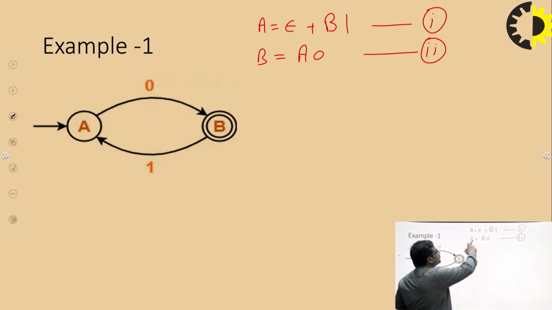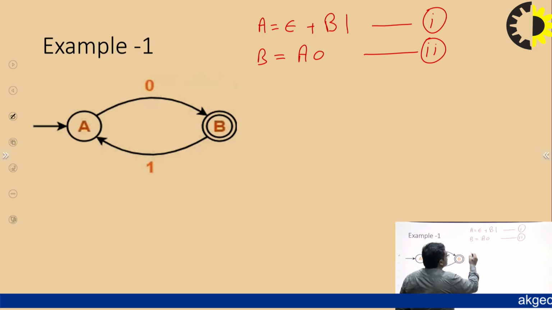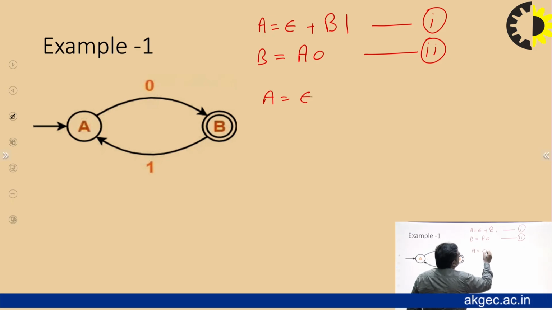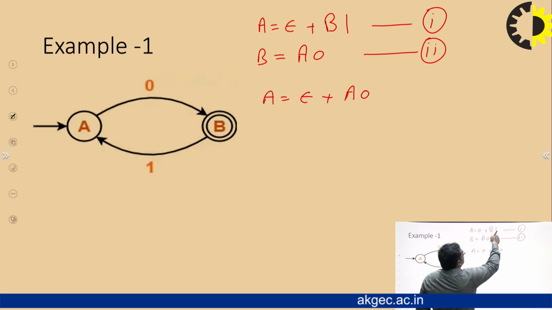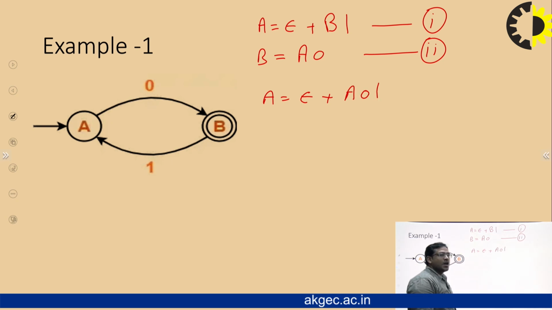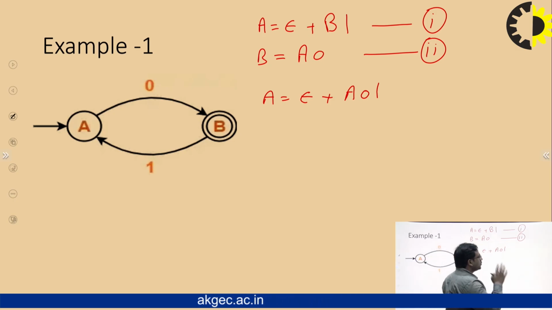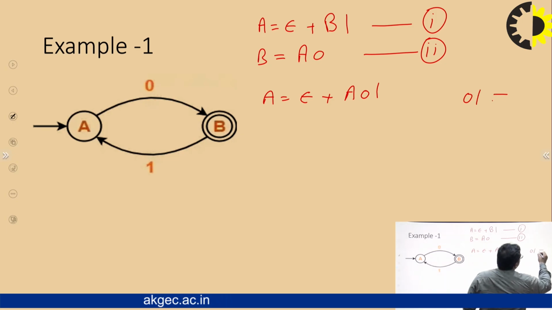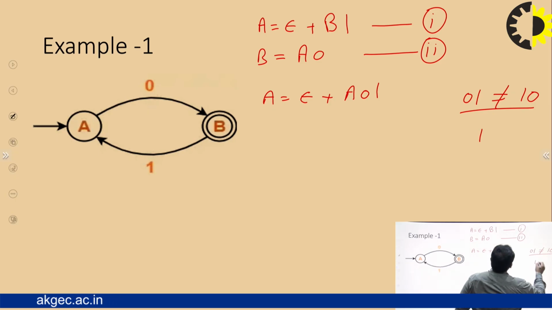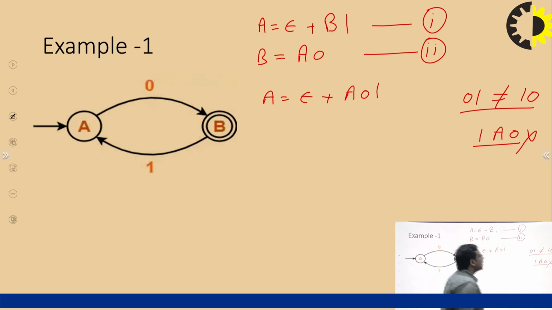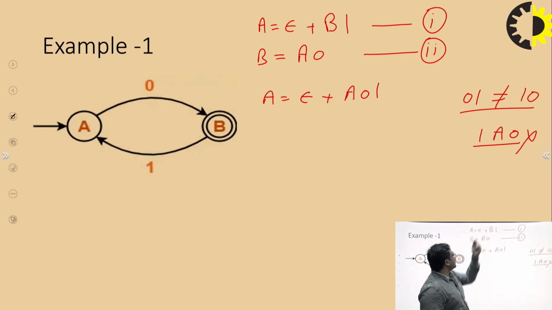So we can just put this B value in equation 1. Okay, let's do it. A is equal to epsilon plus, in the place of B, we can write A0, and after that, we can write here 1. You must understand one more thing here. Whenever you are writing values, you must know that 0, 1 is never equal to 1, 0. So for this, if you write 1, A0, that is wrong. You must write in the sequence, like in the place of B, we write A0, then after that, we write here 1.